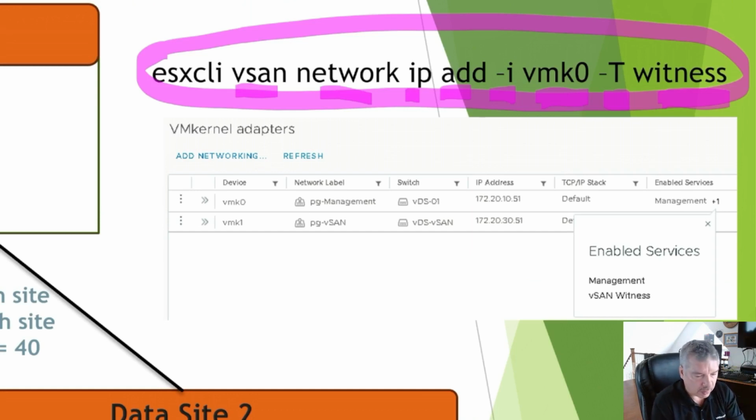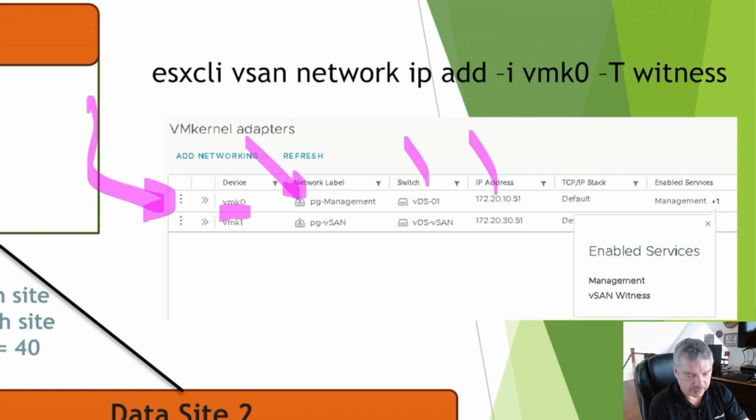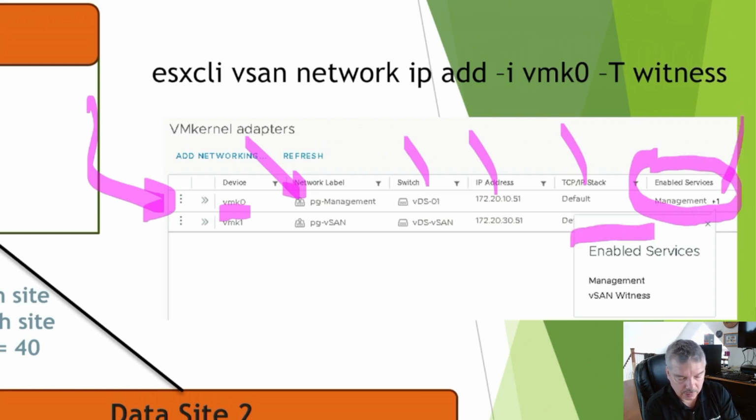And when you do this, by the way, this does not create a VM kernel port for you. It just adds that service to an existing VM kernel. So right here, when you look at vmk0, sorry, I scratched that out. When you look at vmk0, you actually see it's my management network. It's on a distributed switch. Here's its IP address. The default stack is IP or whatever. But notice here, it says the services, it's management +1. And you click on that +1, and it comes up and shows you enable services. Notice vSAN witness is one of them.